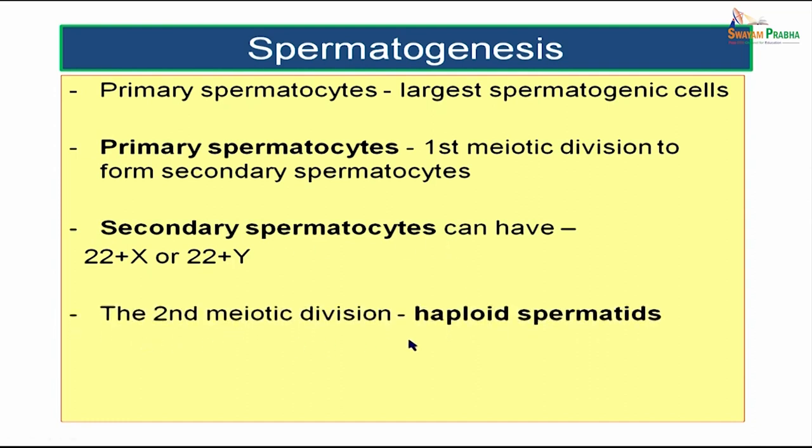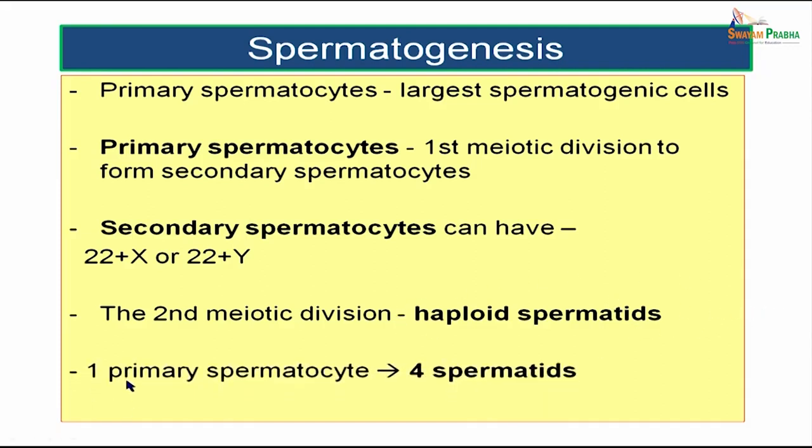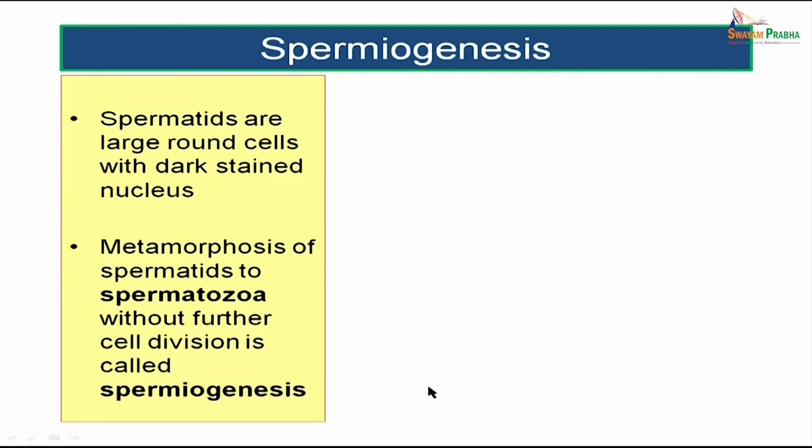Now the second meiotic division results in the formation of haploid spermatids. So ultimately, at the end of spermatogenesis, one primary spermatocyte leads to the formation of four haploid spermatids.